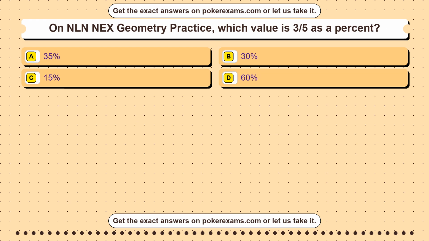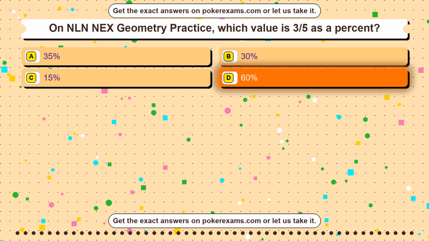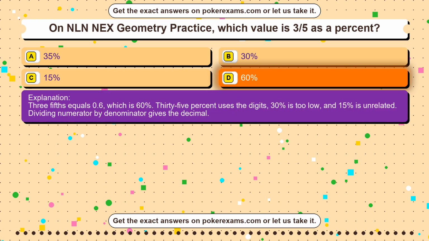Question 14. On get geography practice, which force pulls objects toward Earth? Option A, friction. Option B, magnetism. Option C, static electricity. Option D, gravity. The correct answer is option D. Gravity pulls objects toward Earth.